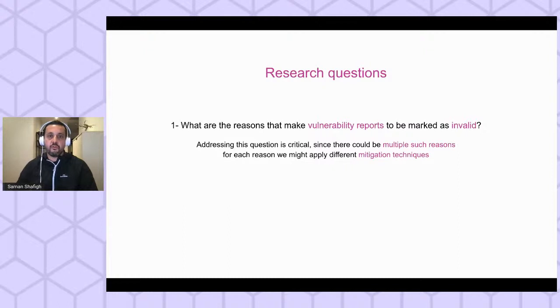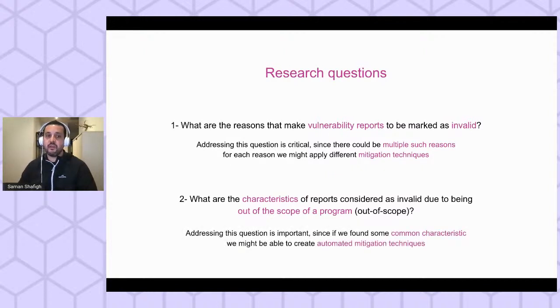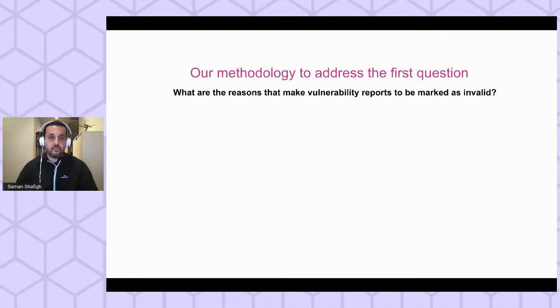Addressing this question is critical since there could be multiple such reasons, and for each reason we might apply different mitigation techniques. When we address this question, we find that there are multiple reasons, and one of them, actually the main one, is reports considered as out of the scope of the programs. And this raises another research question: what are the characteristics of out-of-scope reports? Because if we can find some common characteristics for out-of-scope reports, we might be able to create automated mitigation techniques to address these types of reports.